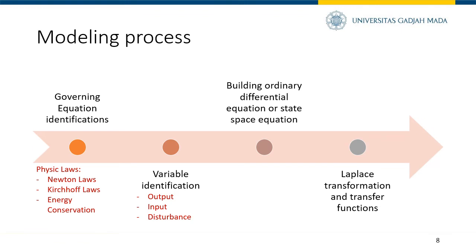So in brief, the modeling process, the first ones, this one is for the white box. Black box has a slightly different approach. So you need to identify the physical laws, including for the mechanical system, maybe Newton's laws, for the electrical system, Kirchhoff's laws, and also energy conservation, mass conservation, and so on. And then the second one is you need to identify the variables. You need to determine which one is the output, which one is the input, and which one is the disturbance.